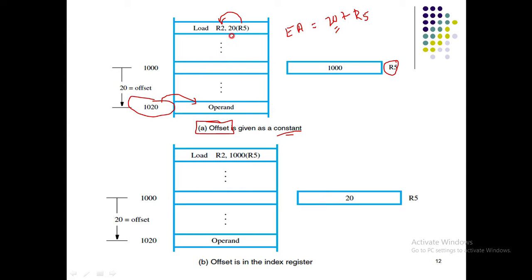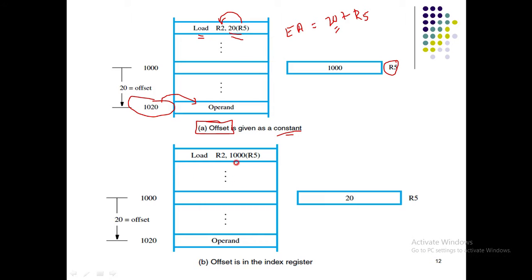What is happening here then? This 20 plus R5, R5 is at memory location 1000. Then when you add 20 to it, you will be getting the next operand, wherein we have our operands. Is that clear? We are using offset in our load instruction. In our instruction, just remember that we are using offset, which is 20, a constant in our instruction. The instruction here was your load.